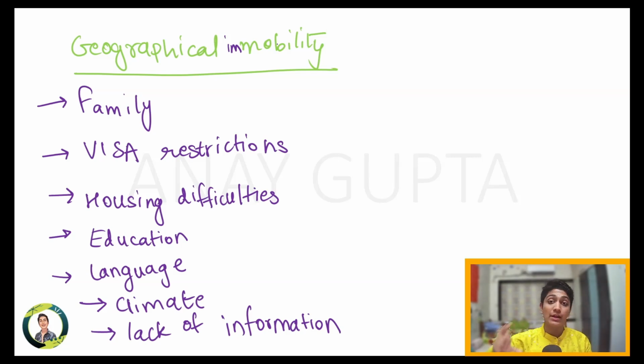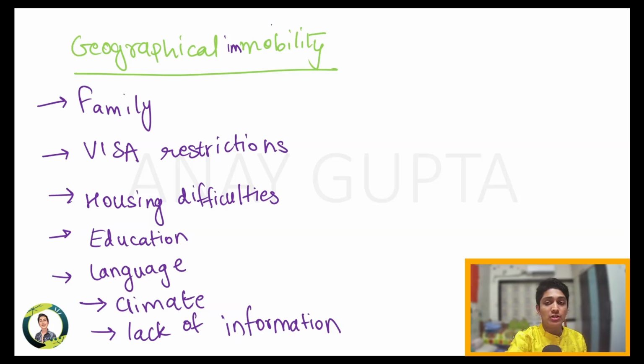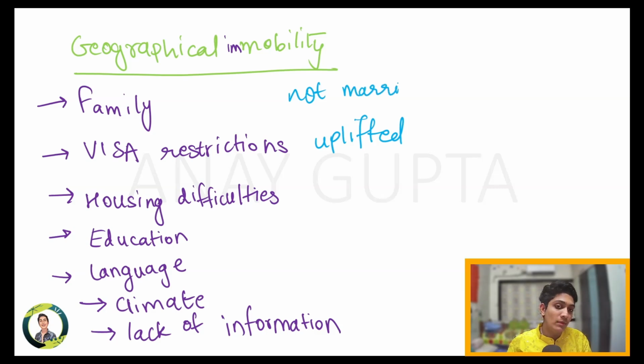Okay, but there can be cases, or there can be arguments that labor is geographically mobile. Why? Because if, let's say, that visa restrictions are uplifted, okay, let's say that the person is not married and has no immediate family, so does not have a burden of family. Okay, there are more opportunities, there are more connections, and there is more information that's spread.